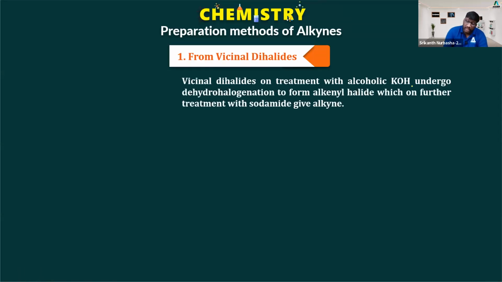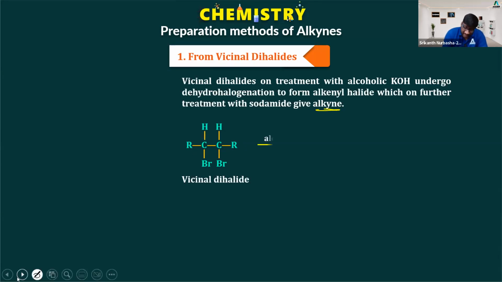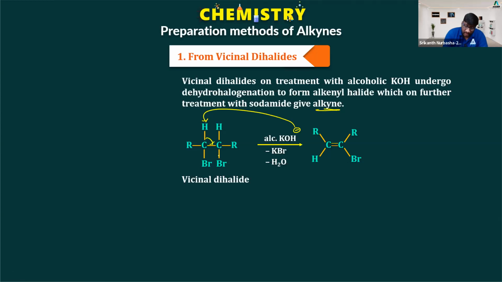Vicinal dihalide upon treatment with alcoholic KOH undergoes dehydrohalogenation. Alcoholic KOH brings about elimination to form an alkenyl halide, which on further treatment with sodamide gives alkyne. We have CHBr, and we are treating this with alcoholic KOH. The OH minus picks up the proton. As soon as the proton is picked up, the CH electron density comes in and the carbon bromine bond leaves. The bromide ion develops electrostatic attraction with K plus to form KBr. OH minus picked up the proton, so water is also formed. So you get RCH double bond C, R and Br.